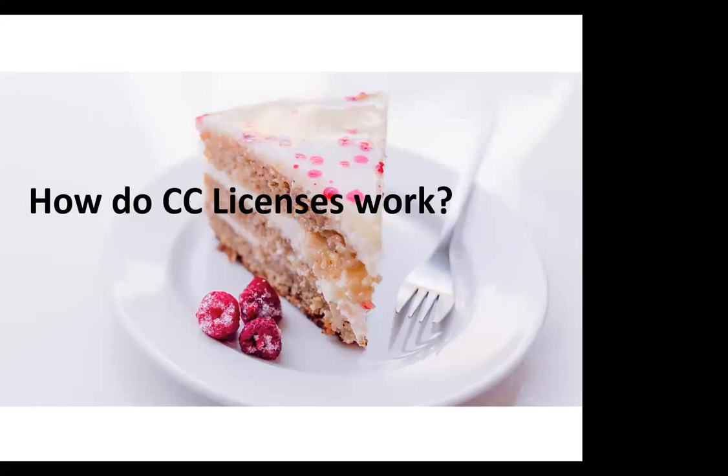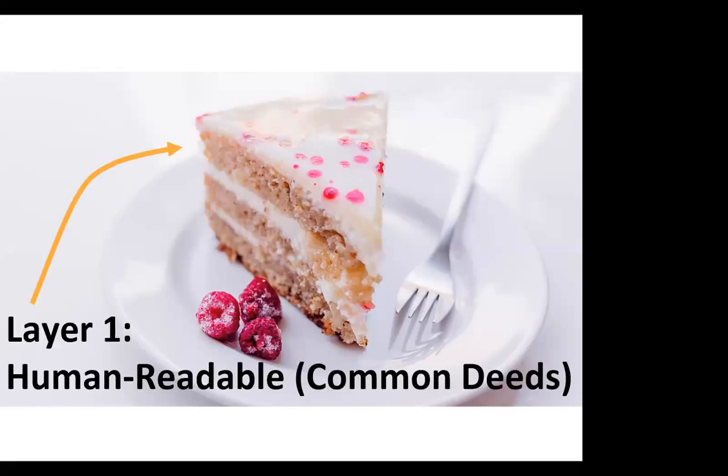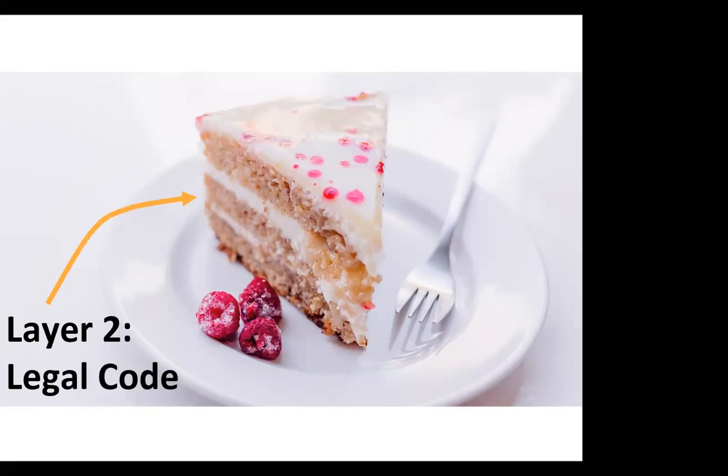So how exactly do they work? You could think of them as a cake with different layers. So for example, the top layer could be this human readable text, those symbols that I showed: attribution, non-commercial, share alike, and this is something that a user would understand. Then another layer is actual legal code.